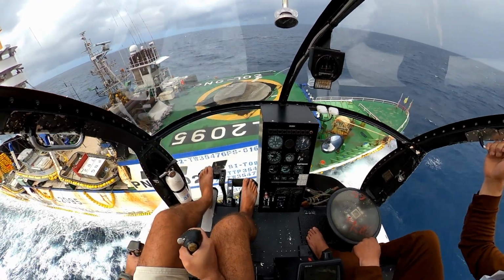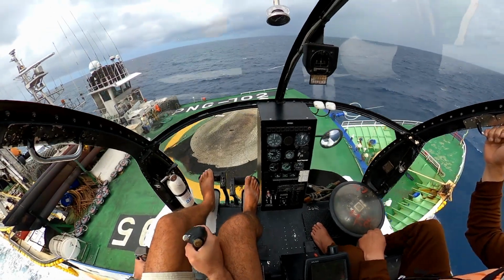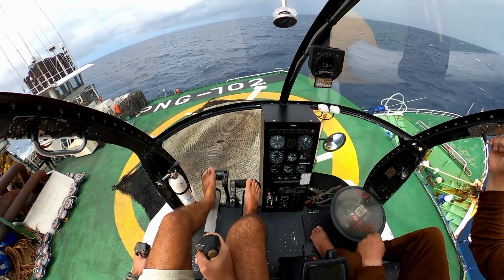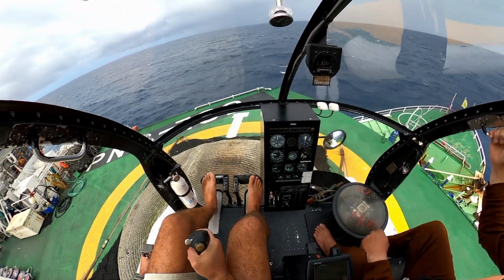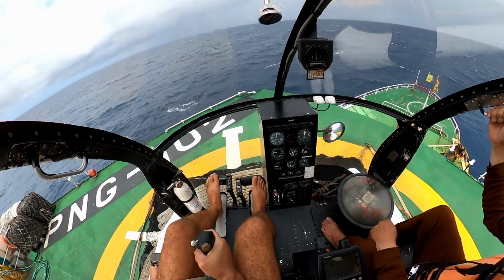Notice, as I approach the lip of the deck, I actually pause momentarily to assess the movement of the boat before proceeding forward. As I get over the deck, I'm going to start to get hit with updrafts and downdrafts off the side of the boat, so there's quite a bit of fighting that has to go on to make sure I keep the helicopter lined up with my landing spot.